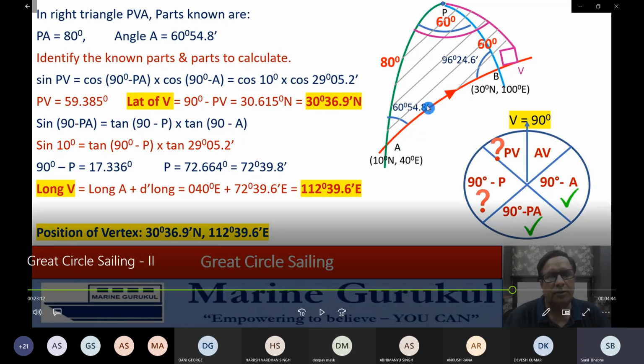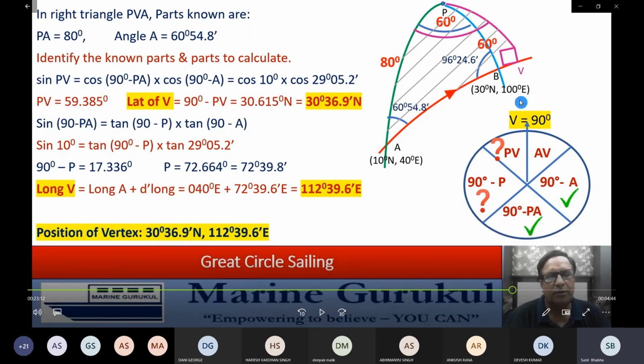Then the next one would be 60 degree east, 70 east, 80 east, 90 east, and after 90 we will reach to our destination position, which is 100 degree east. This is one way in which the intermediate positions can be asked in the question.